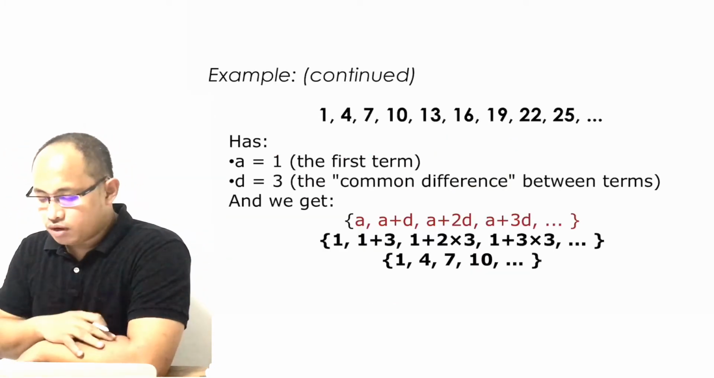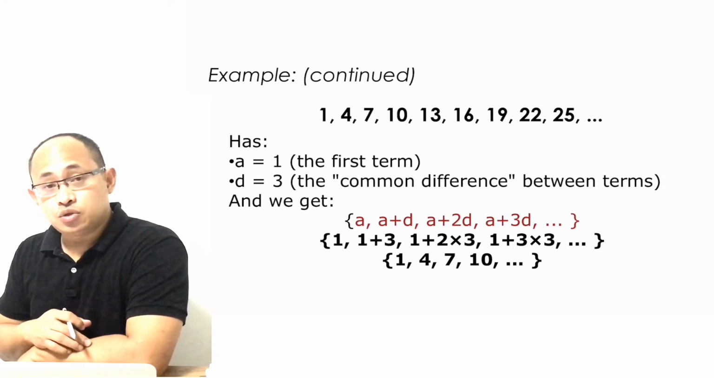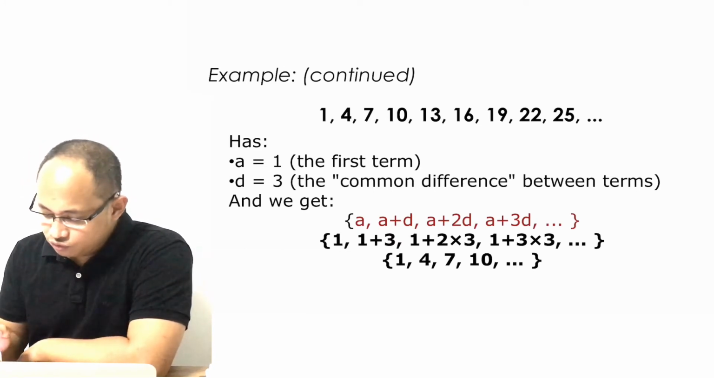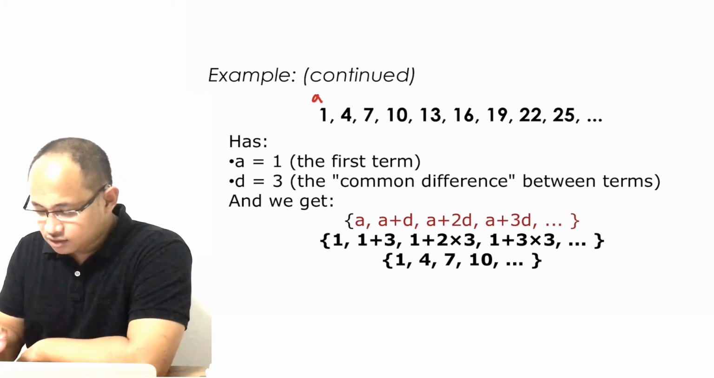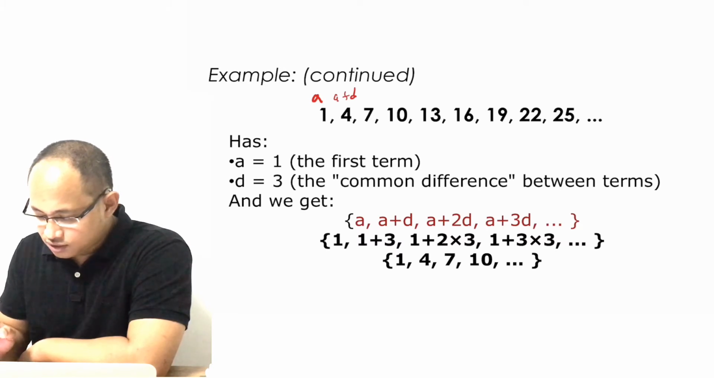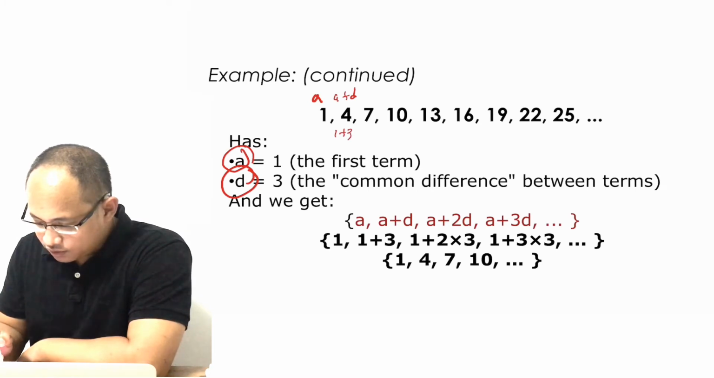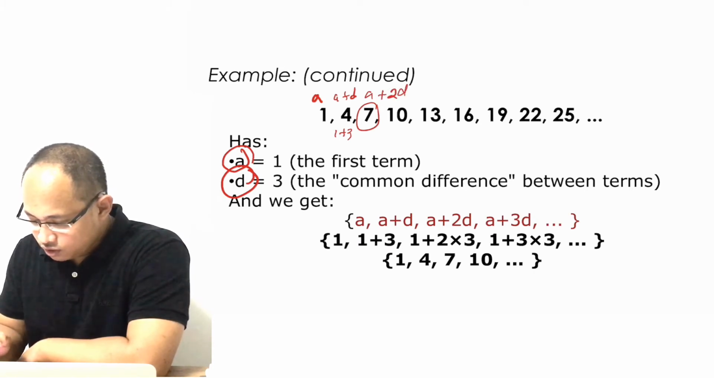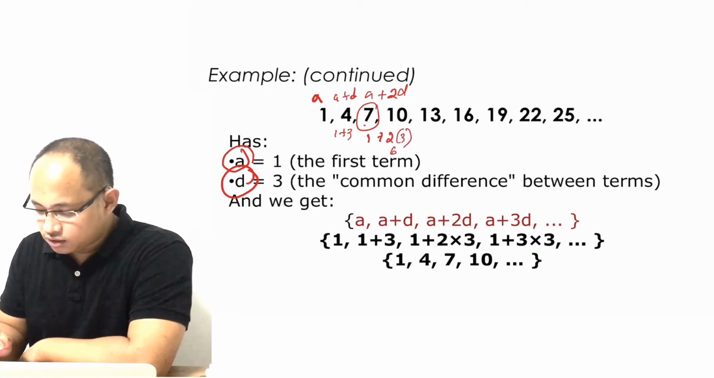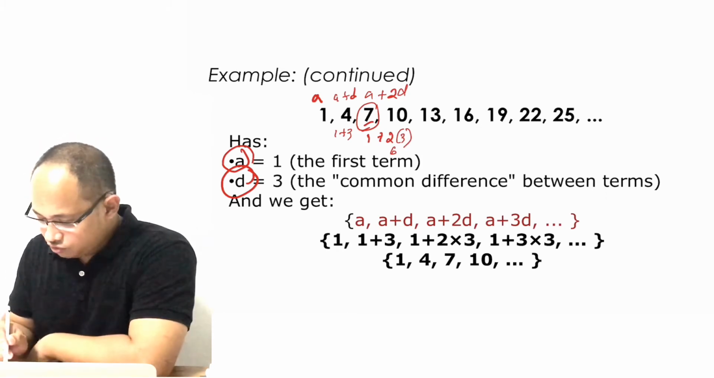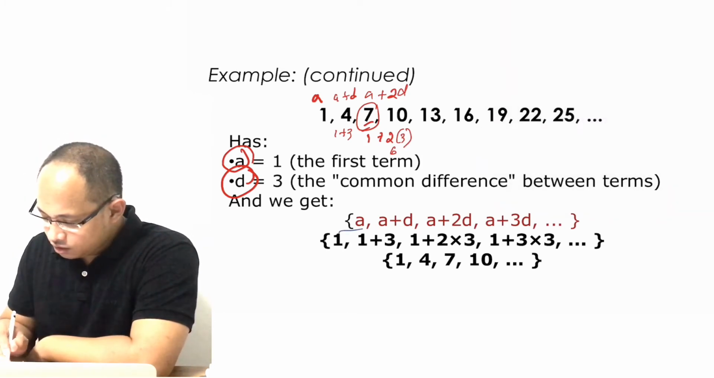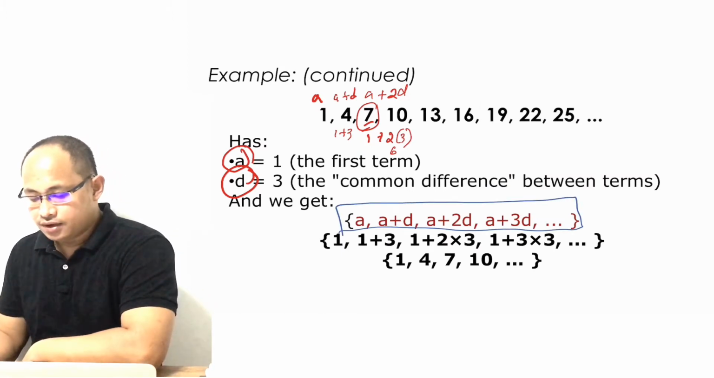Now let's have an example. We go back to the example of 1, 4, 7, 10, 13, 16, 19, 22, 25. If you use the formula, this is A here. Next is A plus D, where A is 1 and D is 3. So therefore it is 1 plus 3 equals 4. Now here we have A plus 2D. So we have A, which is 1, plus 2 times 3. So this is 6 plus 1. It gives you 7. So you have to remember this formula here. Alright, remember that formula.